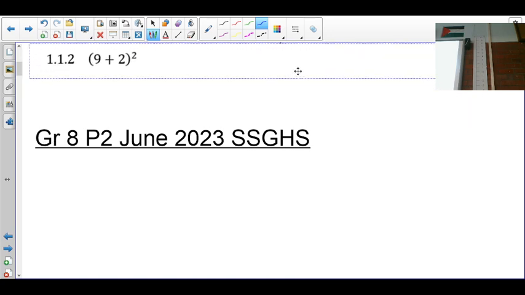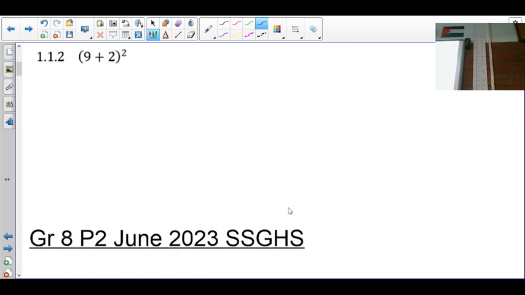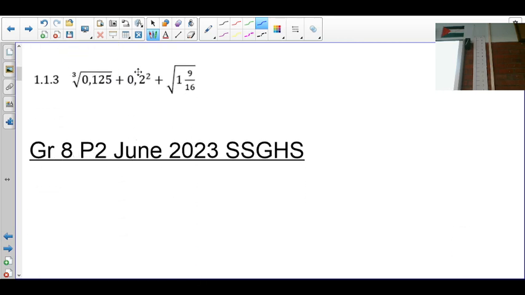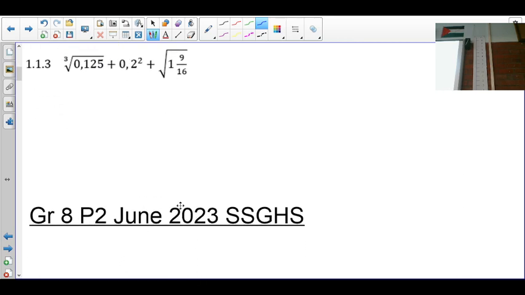Okay. If you look at 1.1.2, we got 9 plus 2 all squared. What we need to do first is we need to add inside the bracket, gives you 11 squared, which is 121. Okay. In 1.1.3, we have the cube root of 125.